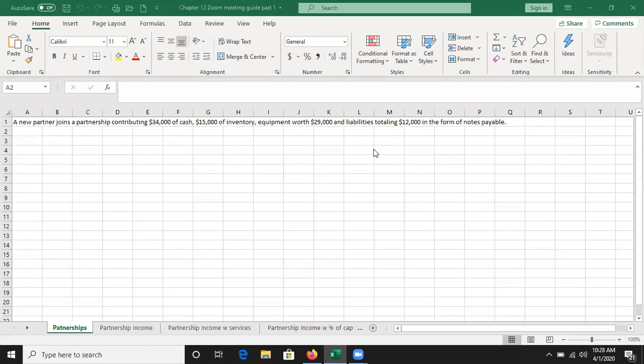The first part is just what happens when a partner starts a partnership and they join, and then what happens with a partnership that has income. The next week, we're going to make partnerships. We're going to make what happens when a new partner joins the partnership. There's some calculations we have to do, stuff like that.